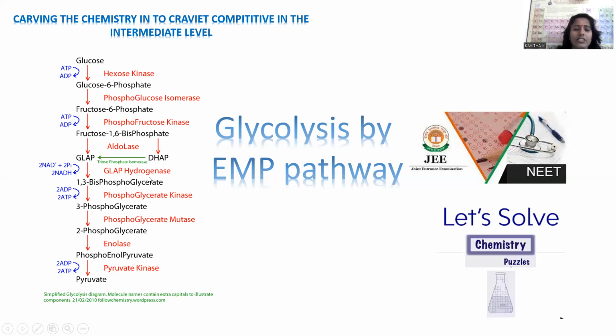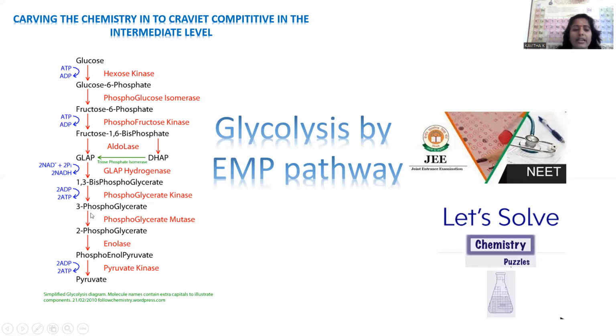GLAP can be oxidized in the presence of dehydrogenase, and bisphosphoglycerate will be formed. So initially we have glucose followed by fructose, and here a glycerate molecule will be generated, and that can be treated with the glycerate kinase enzyme, giving phosphoglycerate. So here bisphospho can be converted into monophospho, because it binds with ADP, so that one phosphate is transferred, and ADP, adenosine diphosphate, is converted into adenosine triphosphate by taking one phosphate, so that we get 3-phosphoglycerate. Again, mutase can be added.